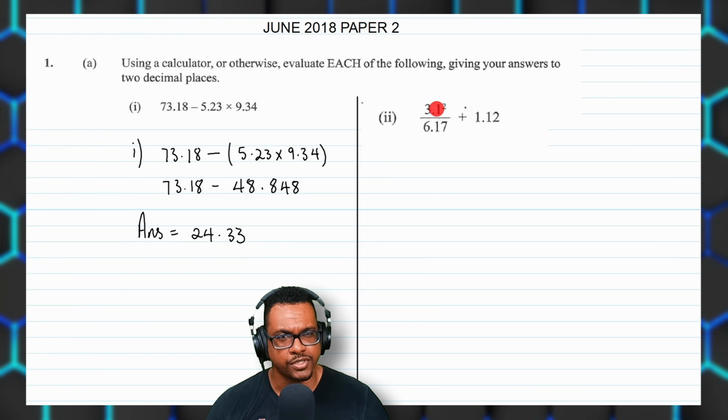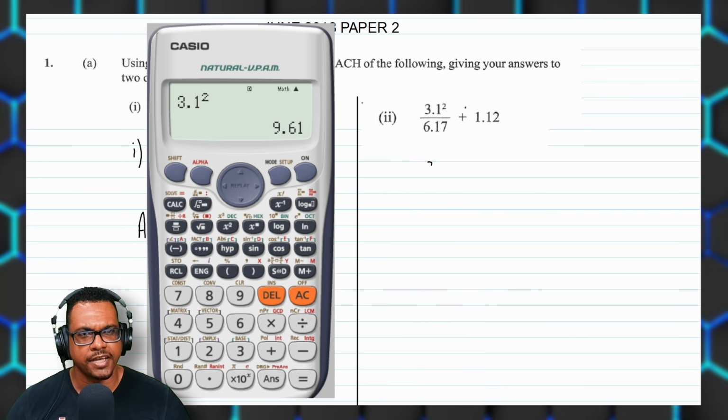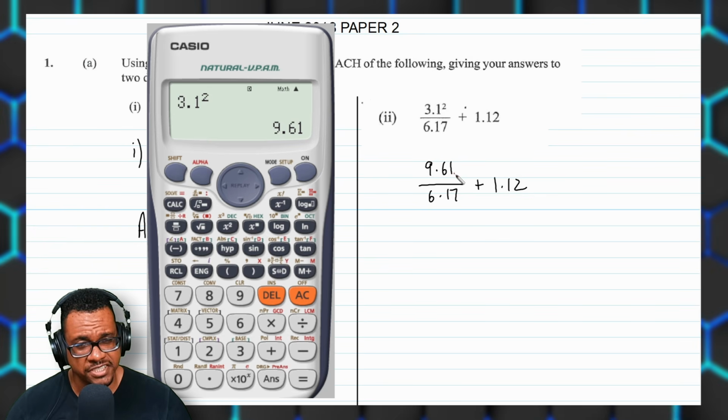So we work out 3.1 squared first. All right, so we have 3.1, press the x squared button to square it, and we would get 9.61. So we have 9.61 divided by 6.17 plus 1.12. Now, as I said, we have to work out this division first before we add this 1.12. Again, multiplication and division come before addition and subtraction. That's how BODMAS works: brackets first, then powers, then multiplication and division, then addition and subtraction.